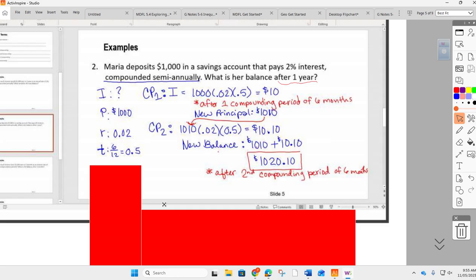So this doesn't seem like a lot, but we have learned, or are starting to learn, I hope, that over time, that growth is exponential. So right now it's only 10 cents, but if she would leave that money in there for 30 years, that increased number of compounding periods would make a big difference in her total value of this deposit. There are 2 compounding periods in a semi-annual, so we have to find the new balance after each compounding period.